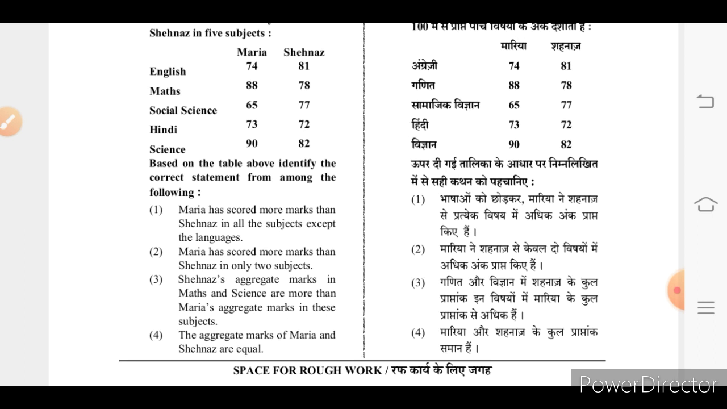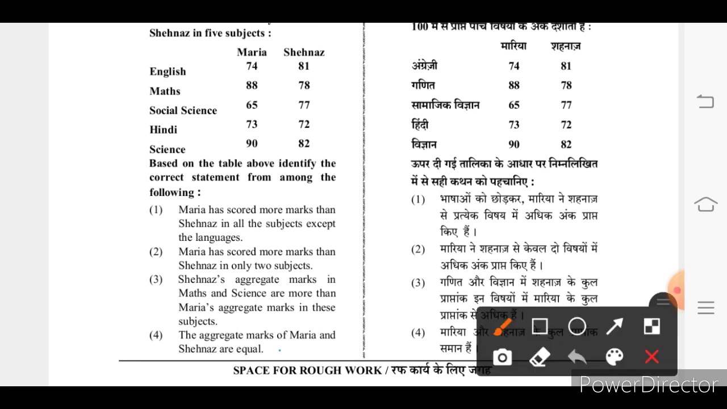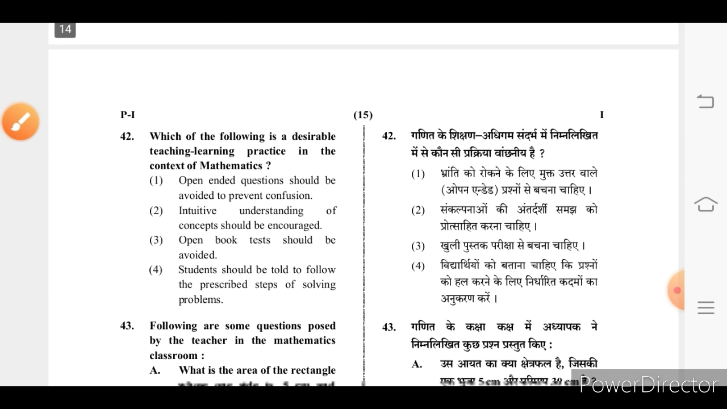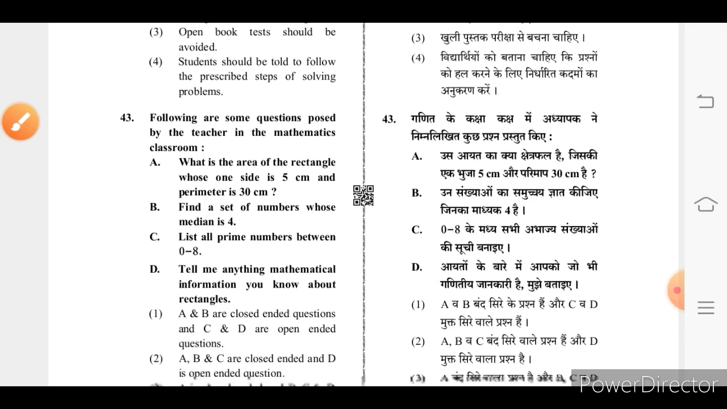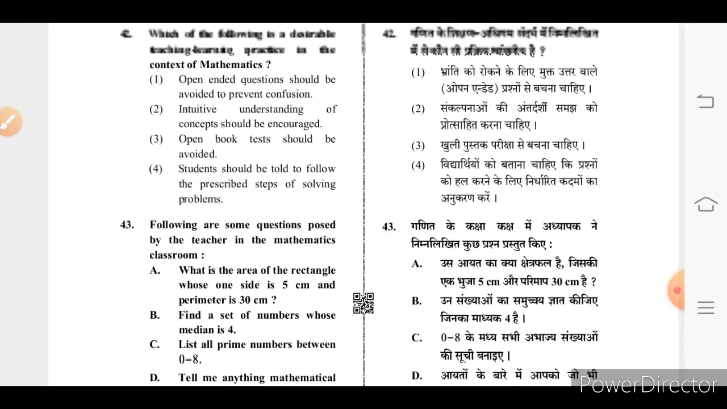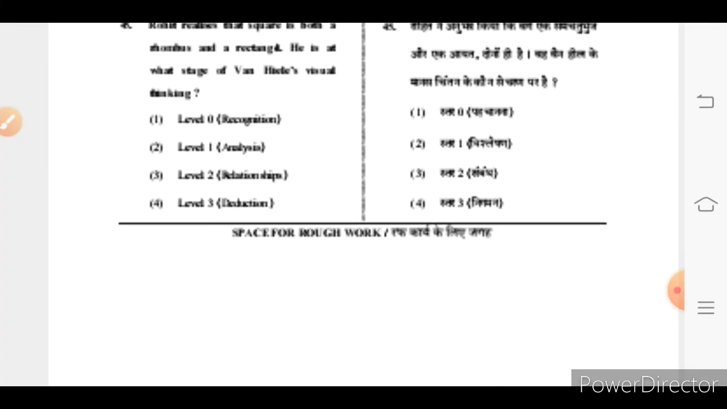I know the answer for this question. The aggregate marks of Maria and Shahnaz are equal. When we add both these marks we get equal. So fourth option is correct. Next, these are pedagogy questions. Next question is the 57th question.